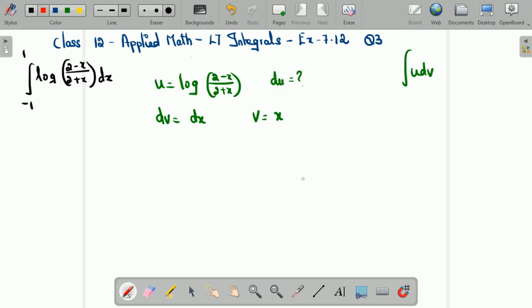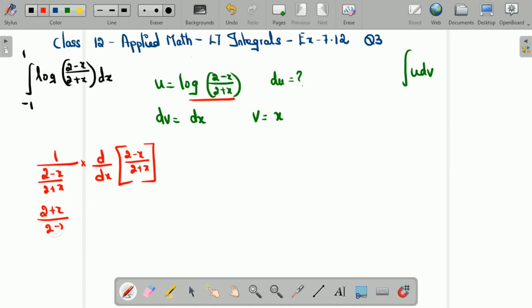So du's computation. First, we are going to apply the chain rule to this particular function. If you differentiate it, this is 1 divided by (2 minus x) divided by (2 plus x), into d by dx of (2 minus x) divided by (2 plus x). So this I'm taking on the top: (2 plus x) divided by (2 minus x).